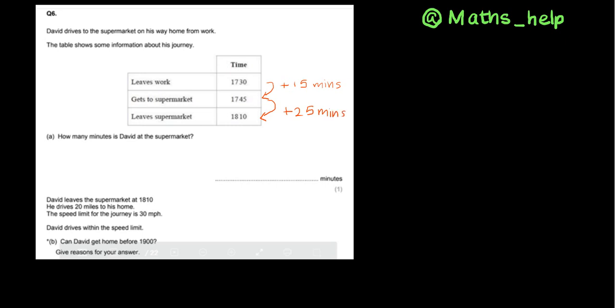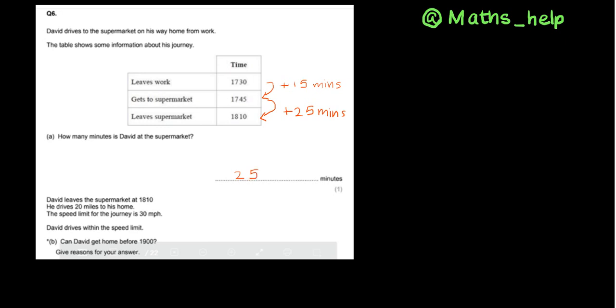Okay, the first part of the question says how many minutes is David at the supermarket? We kind of work that out. So from 17:45 to 1800 is 15 minutes, and 1800 to 1810 is another 10, so 15 plus 10 is 25 minutes. Okay, that's nice and simple.